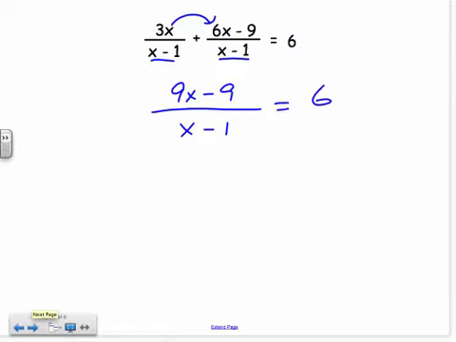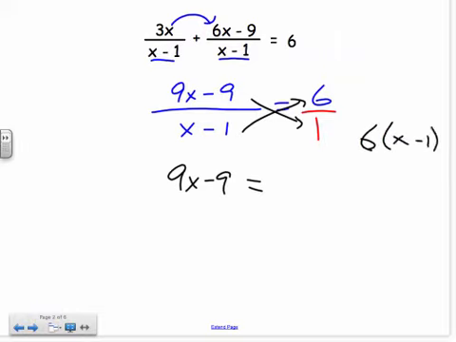You might be thinking, I can't do the cross product here because I don't have a fraction on the right side. Well, you can make it a fraction, can't you? You can put anything over 1. So once again, I can just take the cross product. It's probably the easiest way to do it if you're able to. So I get 9x minus 9 times 1, and anything times 1 is just itself, and that equals 6 times x minus 1. Remember to distribute, so it's 6x minus 6. You have to distribute to both.